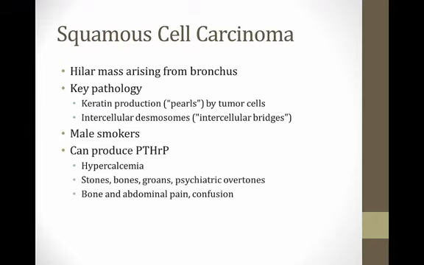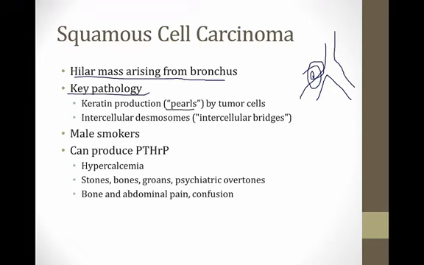This is commonly going to occur as a hilar mass arising from the bronchus. So recall that the hilum is where the trachea branches into the 2 main stem bronchi and enters the right and left lungs. So squamous cell carcinoma is going to be a mass near the center of the chest, right near that bronchus. Some key pathology to know about is that these tumors produce keratin, so they have keratin pearls when you look at them under the microscope. Also under the microscope you can see what are called intracellular bridges. These are little desmosomes between the different cancer cells.